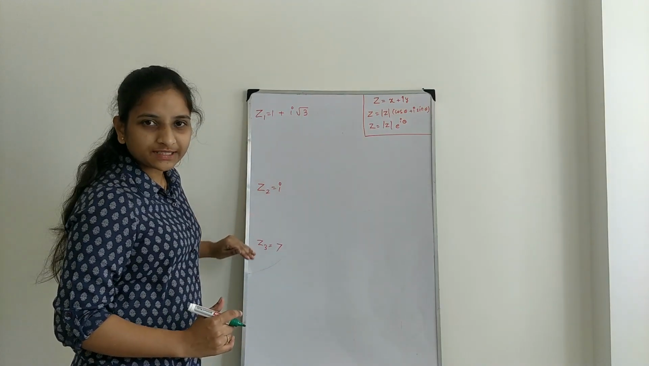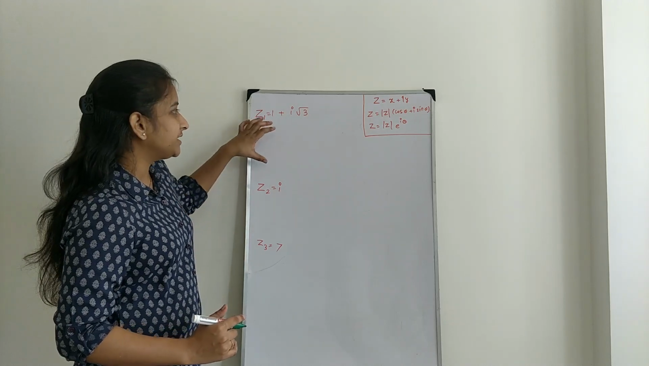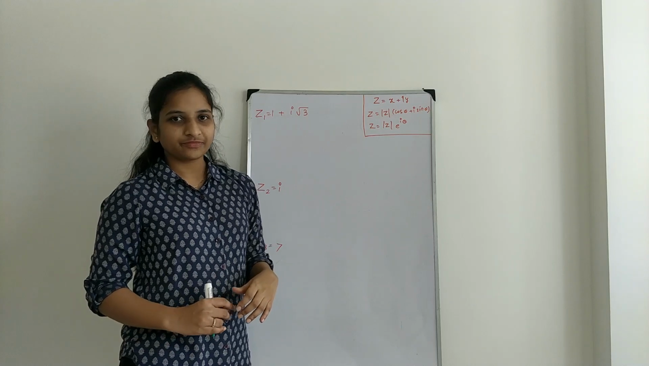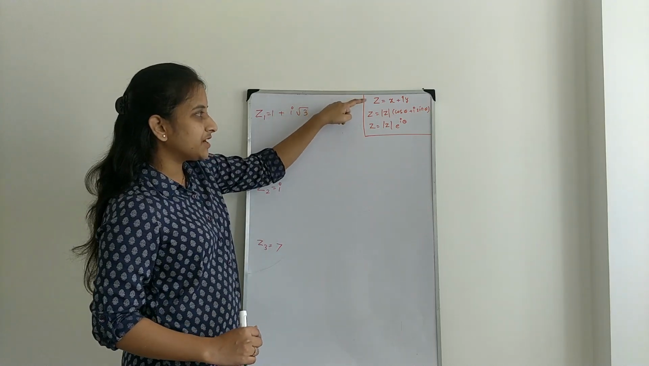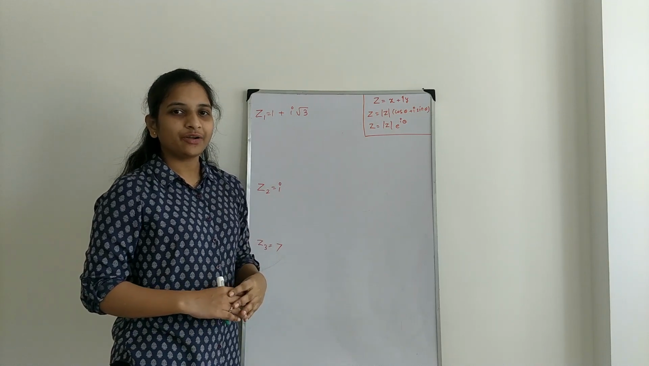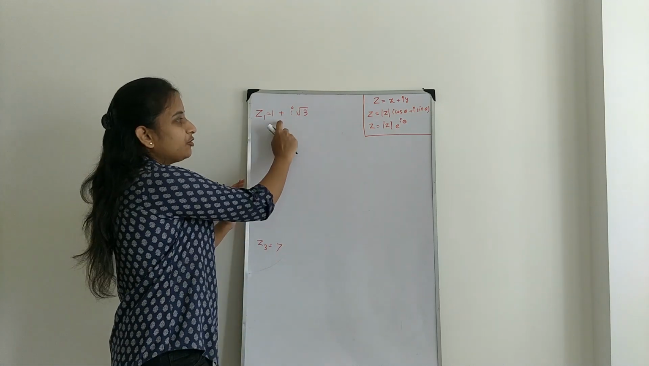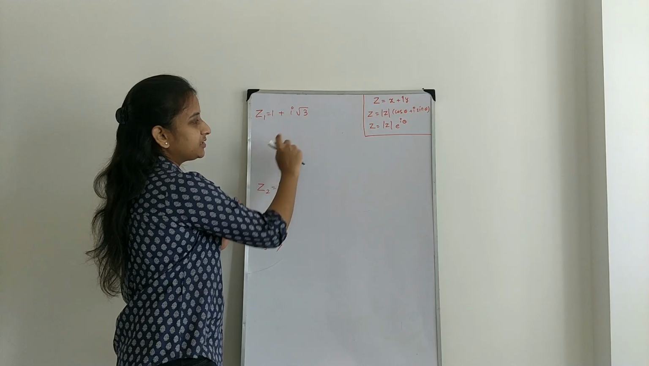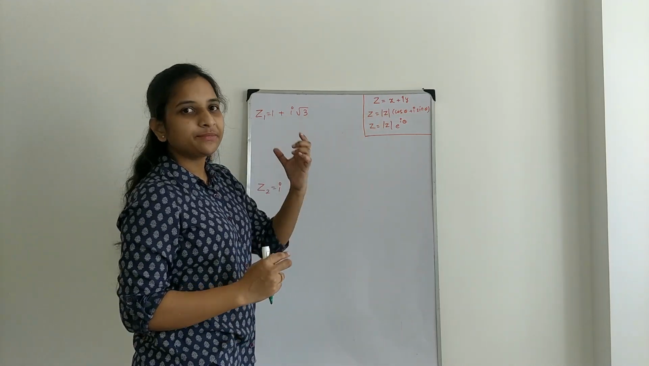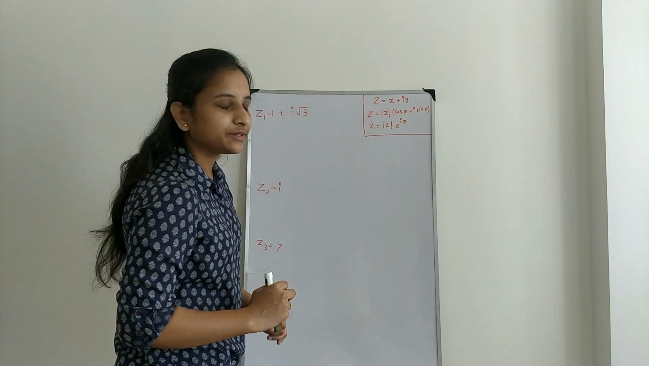Now, let us look at these examples. There are three complex numbers. We have to convert this Cartesian form into Euler's form. What we have to do? First convert it into the polar form and then Euler's form. Now let's see how to do this. 1 plus i root 3. We need the modulus of z first and then the trigonometric function.